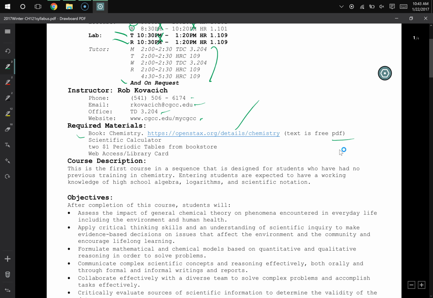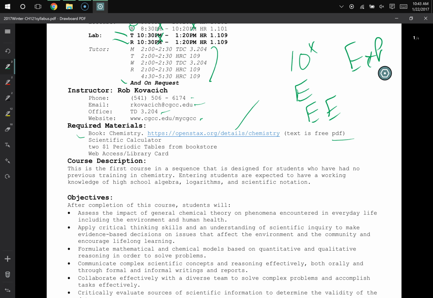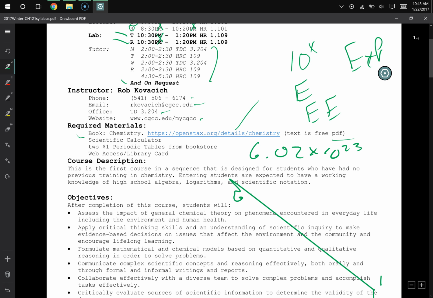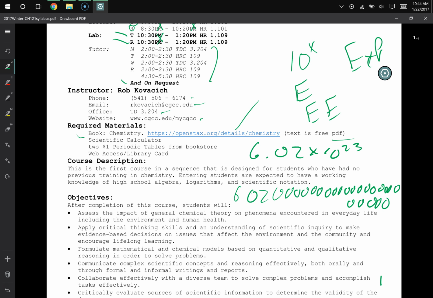A scientific calculator is going to have something that's got 10 to the X or an E or an EE key or maybe an EXP key. Your calculator needs one of these things so it can handle numbers like 6.02 times 10 to the 23rd. Which would be a 602 followed by 21 more digits, 23 total digits. So obviously a regular calculator isn't going to be able to handle that.